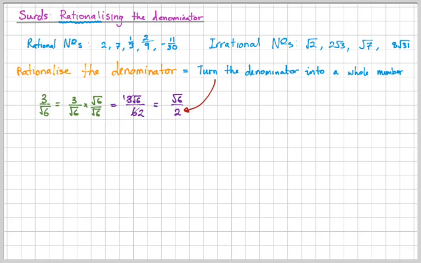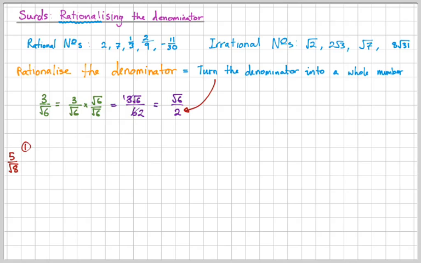Okay, we've turned the denominator, as you can see, into a whole number, and we've rationalised the denominator. Before, the denominator was root 6, and now it's 2. Let's have a look at another example now. So 5 over root 8. I'll show you two methods to do this question.